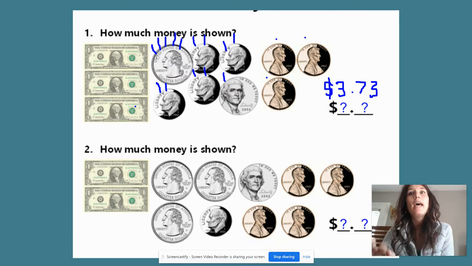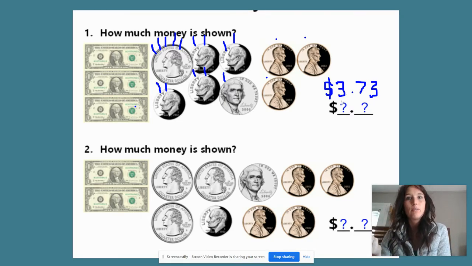Then you just go through and count by fives. 5, 10, 15, 20, 25, 30, 35, 40, 45, 50, 55, 60, 65, 70. And here's the tricky part. Now you gotta switch over to ones. 71, 72, 73. So I have 73 cents. And in this case, I have 3 $1 bills. So that's $3. So this is $3.73.